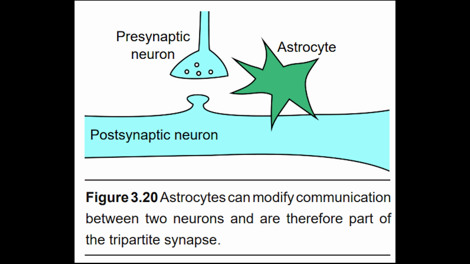Because of these interactions between astrocytes and neurotransmission at the synapse, we use the phrase tripartite synapse to refer to the 3 components of a synapse: the presynaptic neuron, the postsynaptic neuron, and the astrocyte.